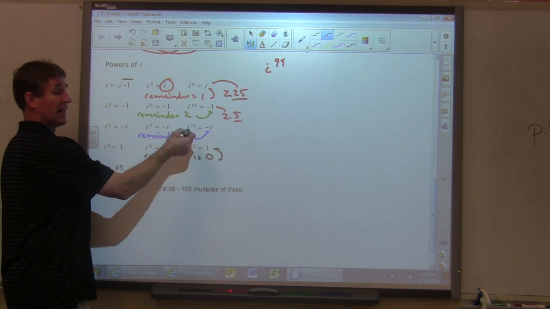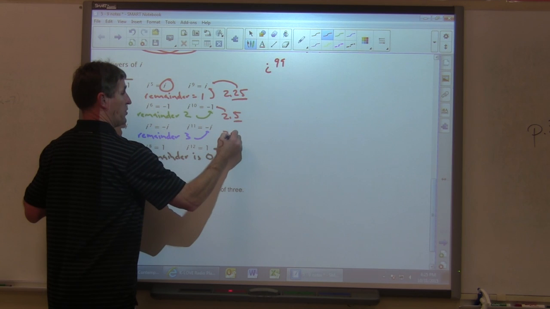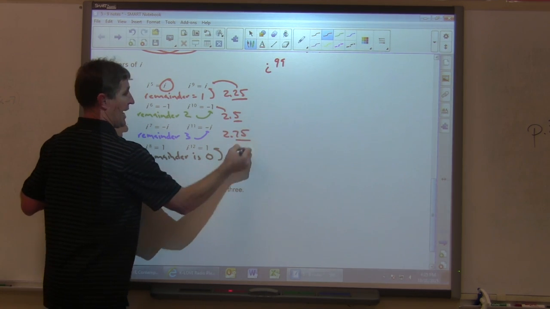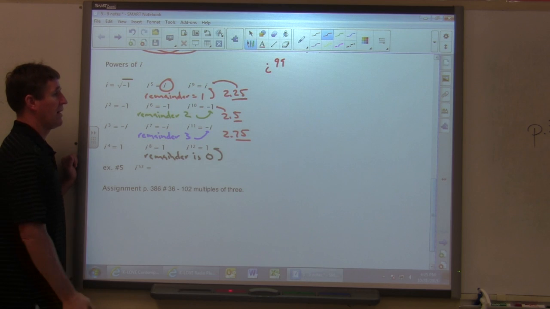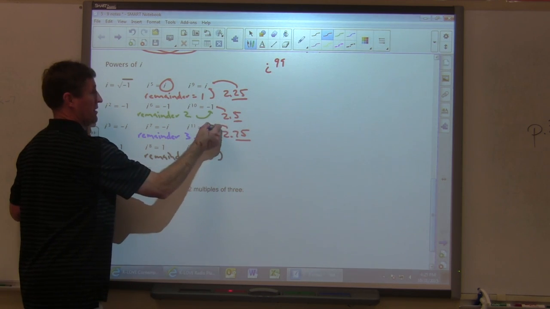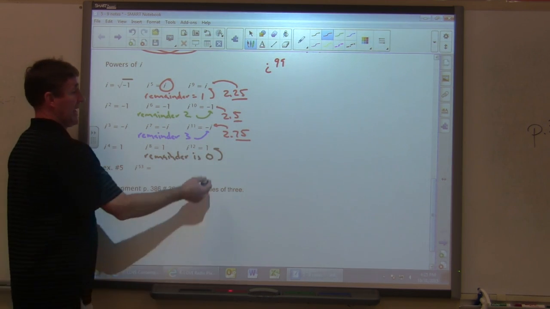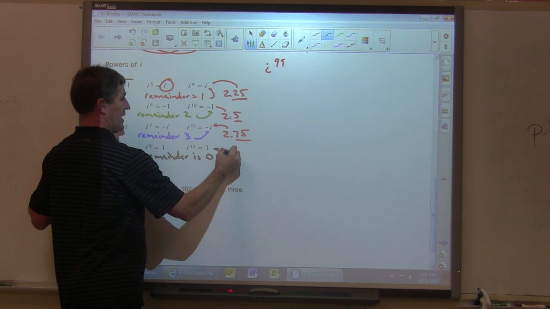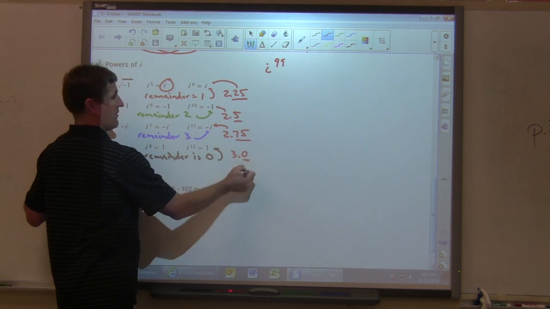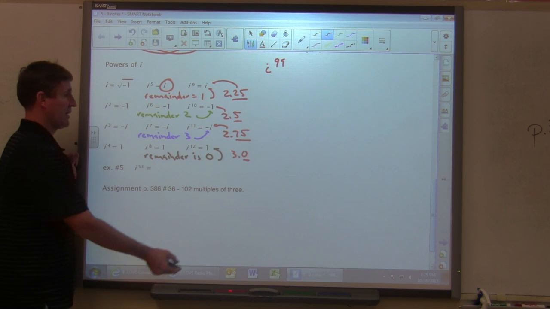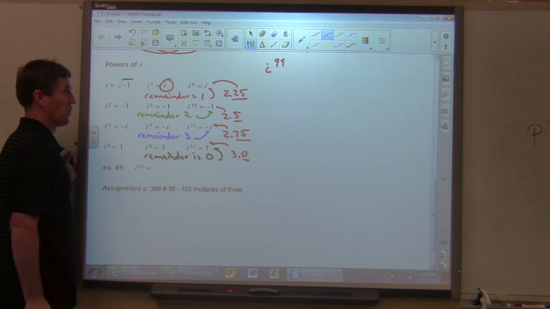If I divide 11 by 4, I get 2.75. Anytime my remainder is 0.75, or my decimal, then I know it's -I. And if I divide 12 by 4, I get 3. If I get 0.0, then it goes in evenly, and so now I know my answer is 1.